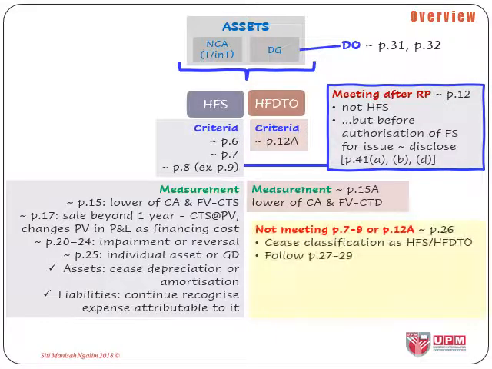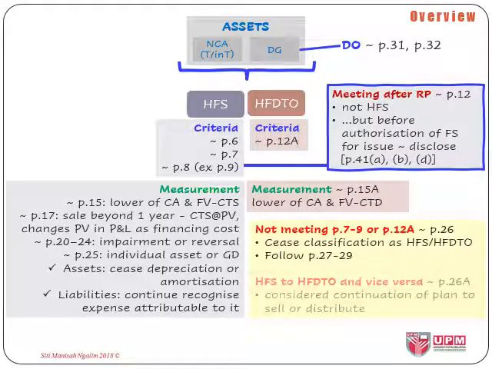Whenever these assets no longer meet the requirements in paragraph 7 to 9 or paragraph 12A, they shall no longer be classified as held for sale or held for distribution to owner, thus shall follow the guideline given in paragraph 27 to 29. However, if the classification shifts from held for sale to held for distribution to owner, and vice versa, they are still considered as continuations of the plan to sell or to distribute. Thus, nothing shall change in terms of measurement and classification in current asset.